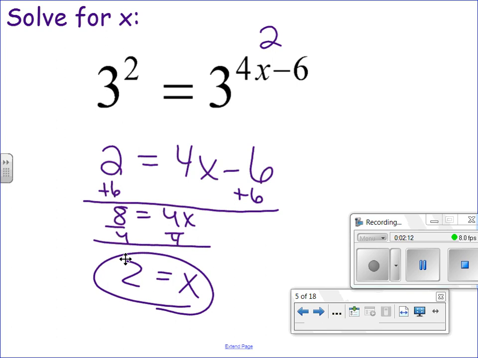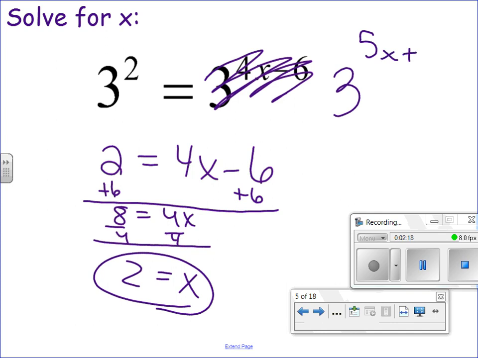Oh, so not necessarily. What if this had been, let me change this, what if this had been 3 to the 5x plus 8? Do you know what I mean? Then x is not going to be a 2 in that case. 2 would equal 5x plus 8. So I'd subtract the 8 over, get a negative 6, divide by 5 and do a fraction. Yeah, the equation still would work.